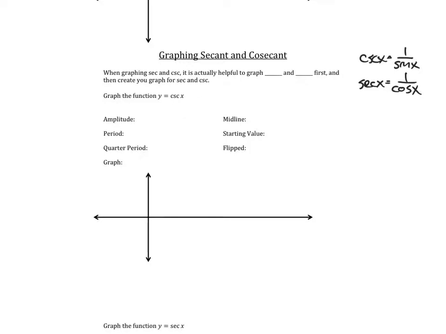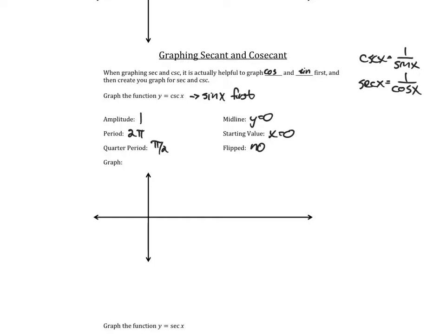So I wrote here, when graphing secant and cosecant, it's actually helpful, believe it or not, to graph cosine and sine first, and then create your graph for secant and cosecant. So I'll show you what I mean by that. It asks us to graph cosecant of x. I'm actually going to graph cosecant of x by graphing sine of x first, its reciprocal. So in terms of amplitude, period, and all that: for sine of x, the amplitude is 1, period is 2 pi, quarter period is pi over 2, midline is y equals 0, starting value is x equals 0, and it's not flipped, right?